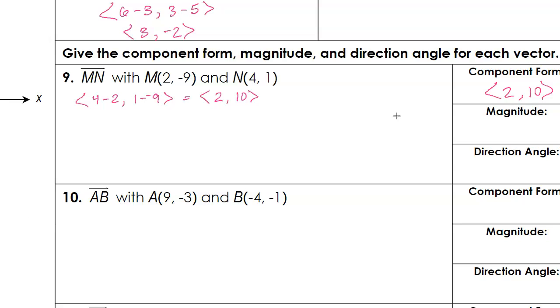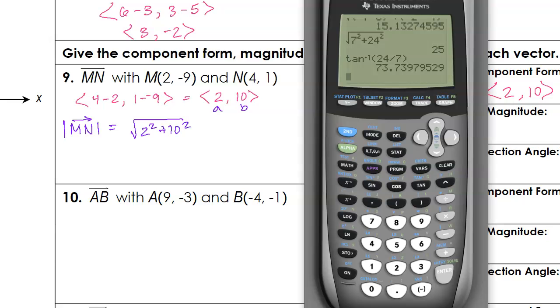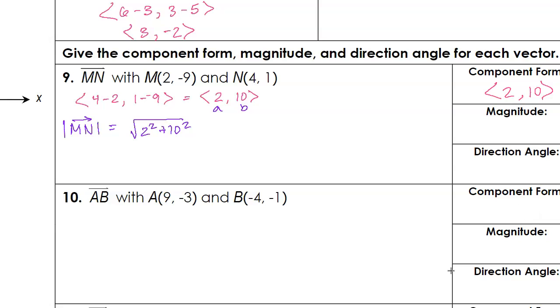Knowing this, we can now more easily find the magnitude by using the Pythagorean theorem. This is our a term, this is our b term. We take the square root of the a term squared plus the b term squared. So in our calculator, this is the square root of 2 squared plus 10 squared, which is 10.198. I'm going to round that to 10.2. So our magnitude is 10.2 units long.